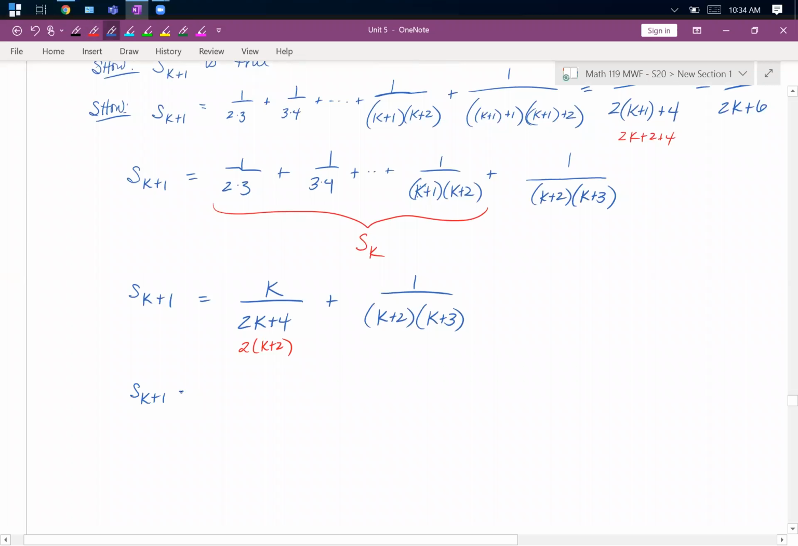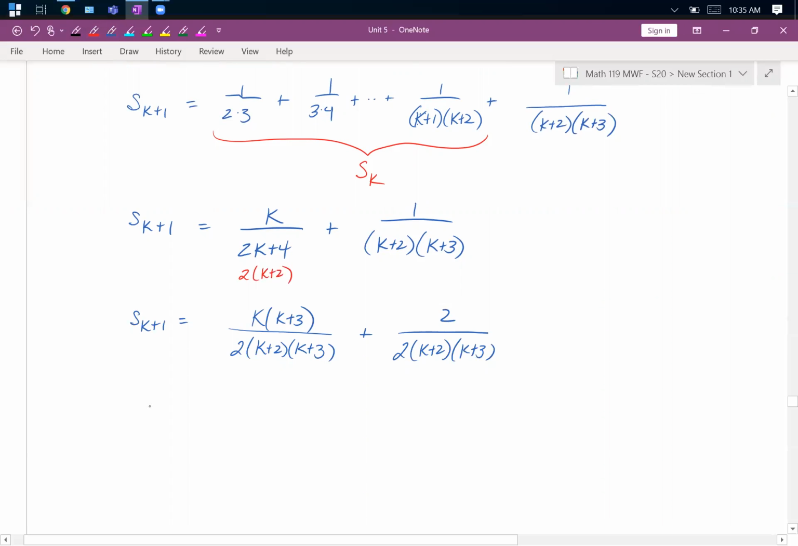For S sub k plus 1, our common denominator is going to be 2 times (k plus 2) times (k plus 3). So this numerator becomes k times (k plus 3), and then here's our LCD, new numerator of 2. Now we're ready to put it together.